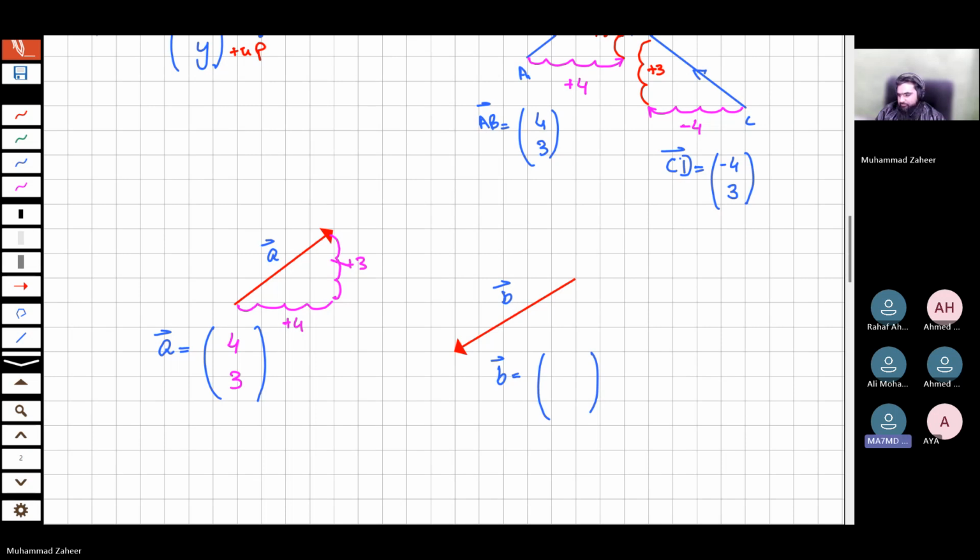X is 0, Y is -3 and -5. 1, 2, 3, -3. 1, 2, 3, 4, 5. So it will be -5. Yes, anyone having a confusion till here?